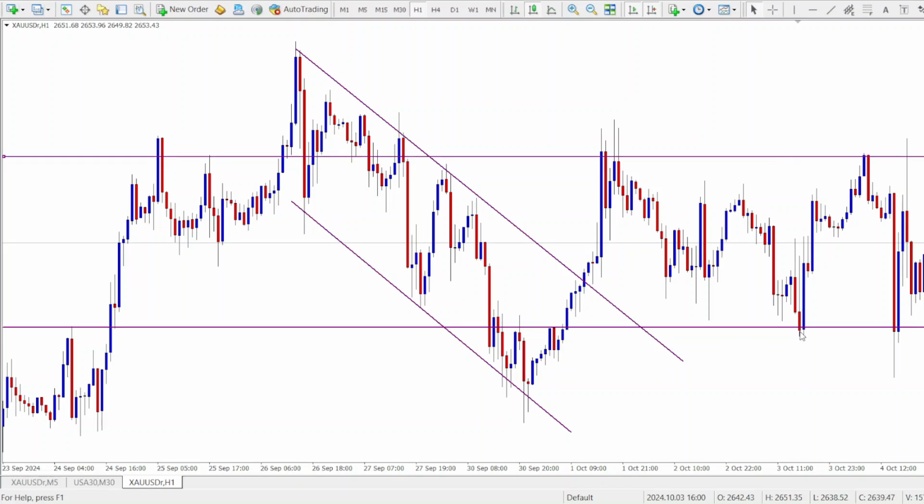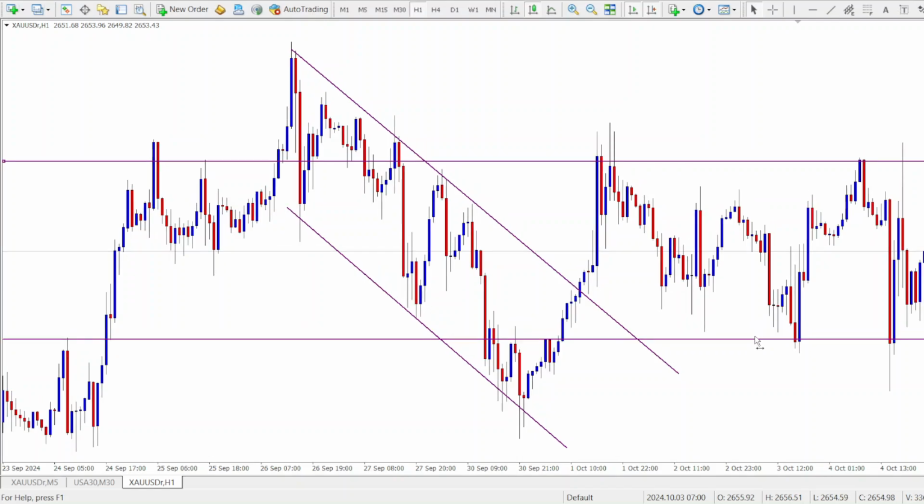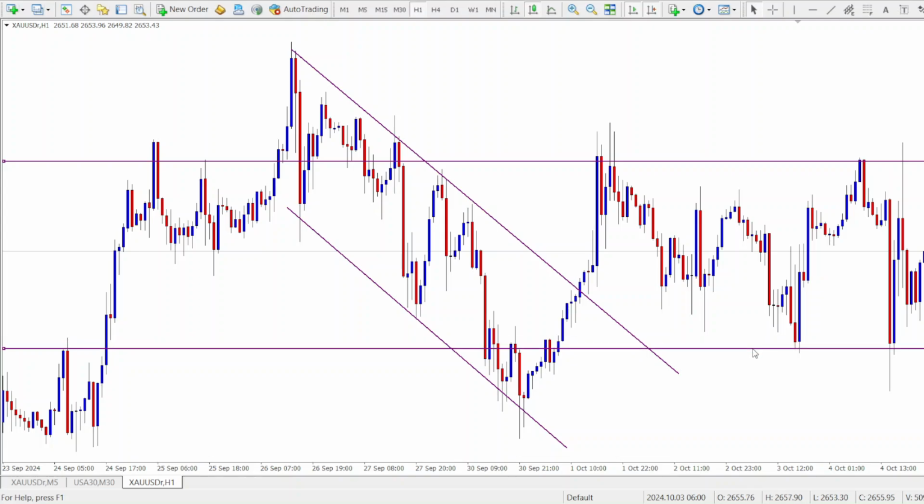Remember, these are just zones. It might not bounce off exactly at the line. It could bounce off above, it could bounce off below, it could bounce off around the line. These are zones, right? So after identifying these key zones, then you need to watch out for candlestick patterns such as the hammer or engulfing patterns around those zones.